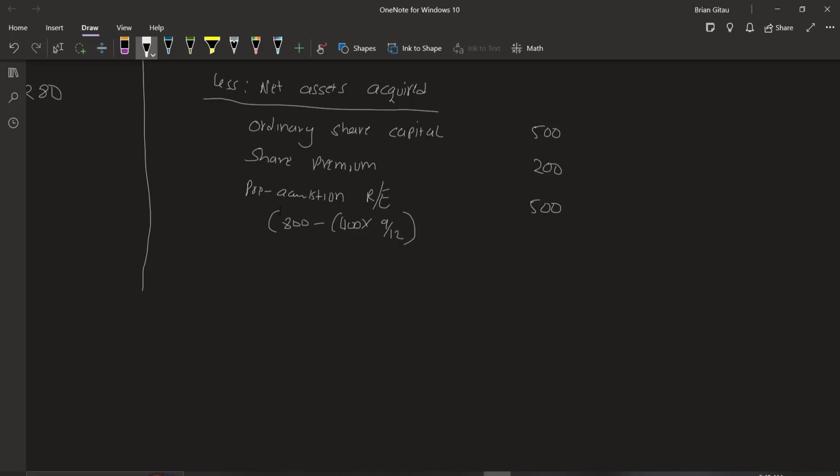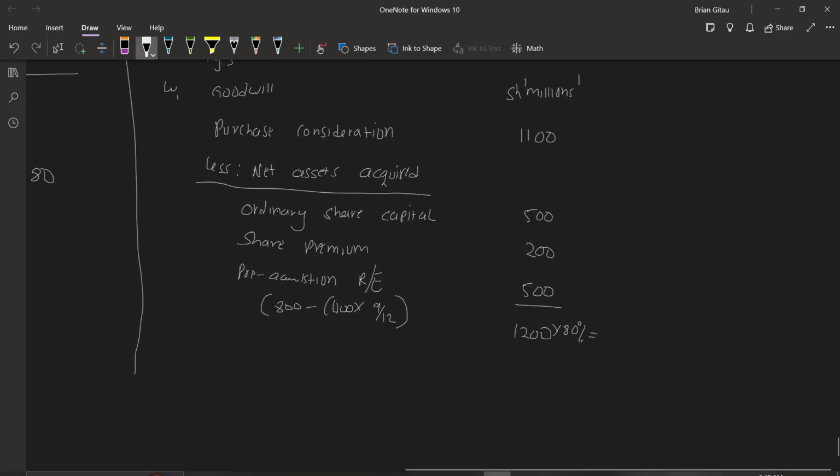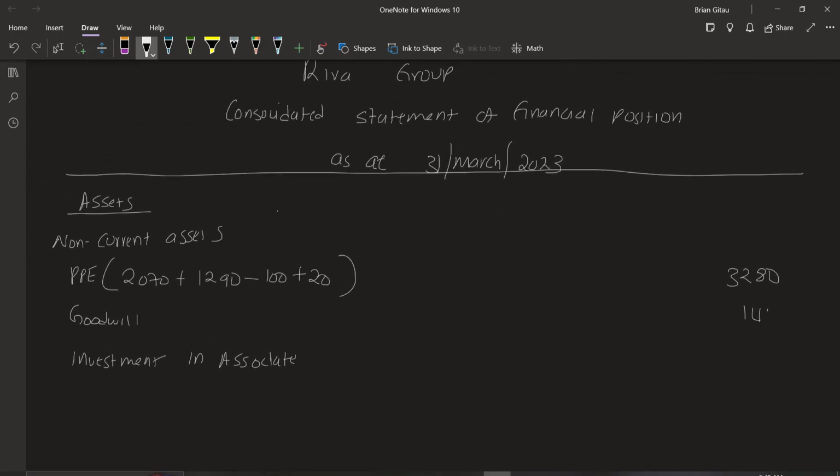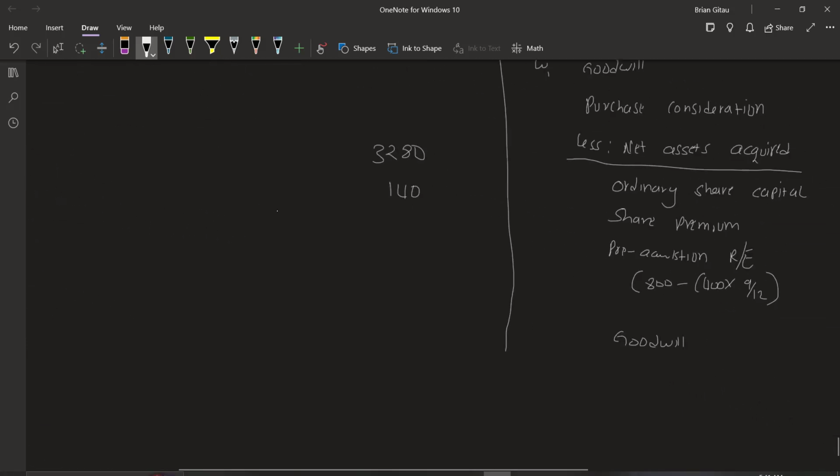So we get 1200. And since we are using the proportionate method, we multiply by 80%. We get 1200 times 80%, 960. This is giving me 960. So if we take 1100 minus 960, I'm getting a goodwill of 140. So goodwill is 140. So now you can go ahead and calculate the investment in associate.